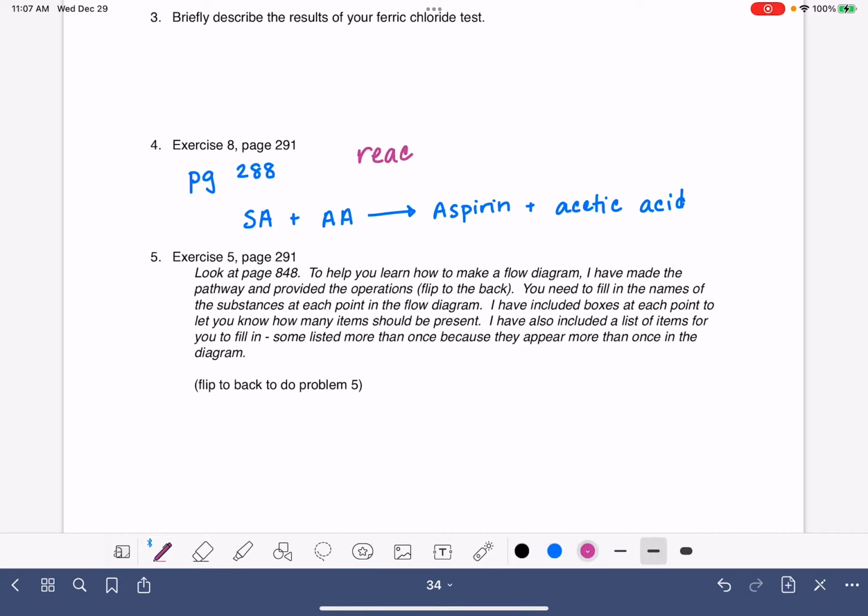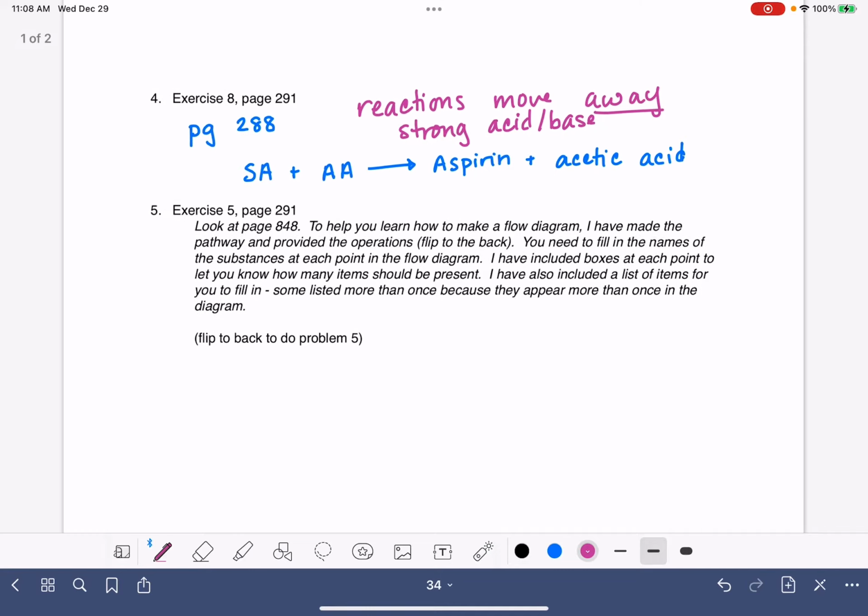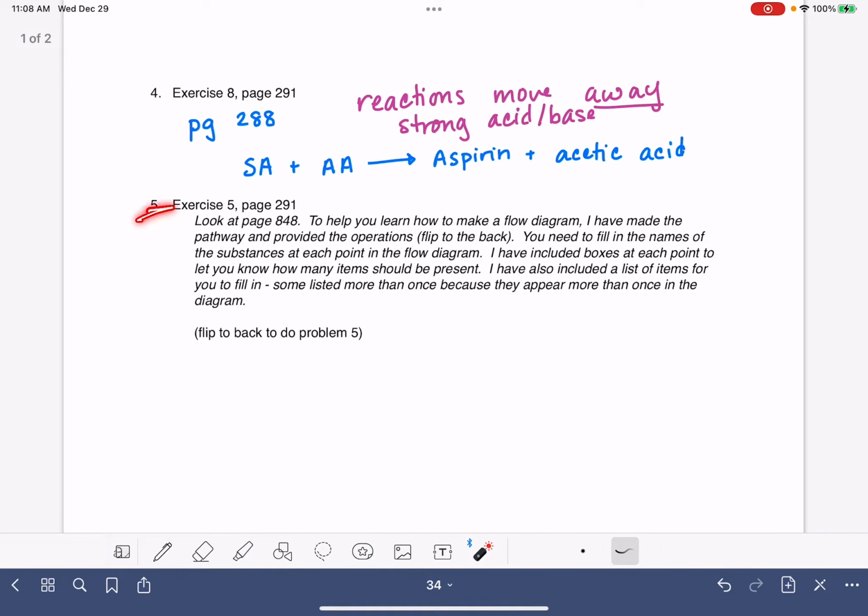Keep in mind that reactions always move away from our strong acid and strong base. Strong means the same thing as reactive. So our strong acids and our strong bases are always going to be reactants on the left-hand side of our chemical equations. Now, your last question here is exercise 5 from the textbook.